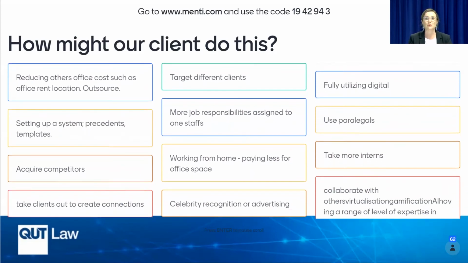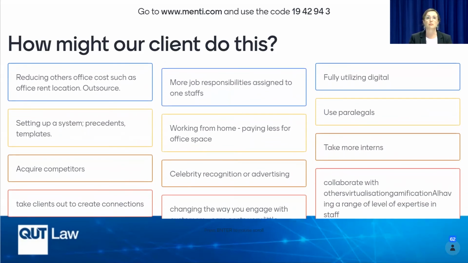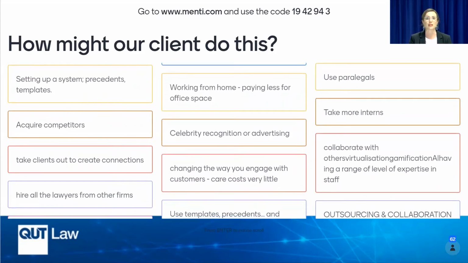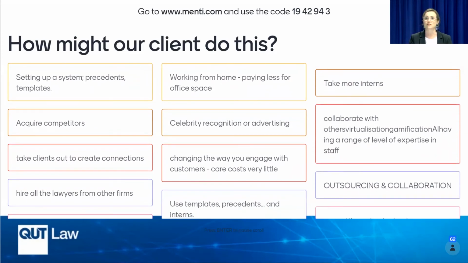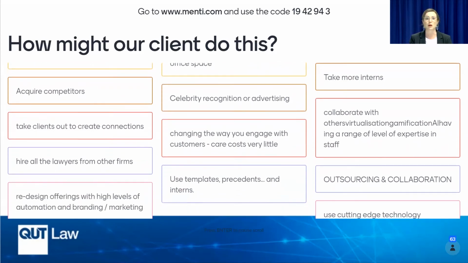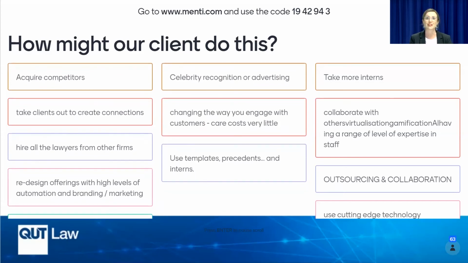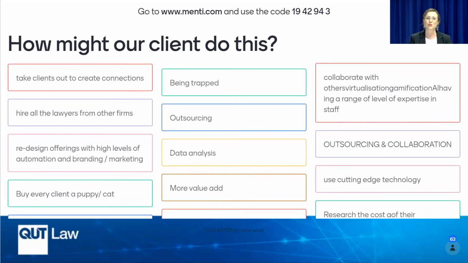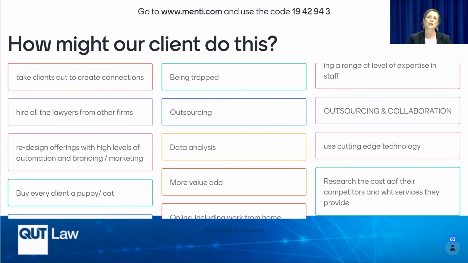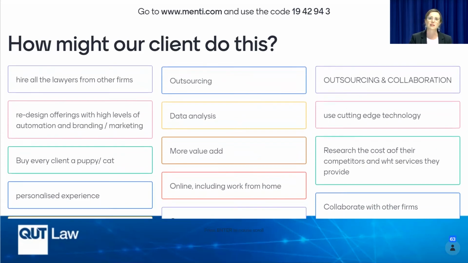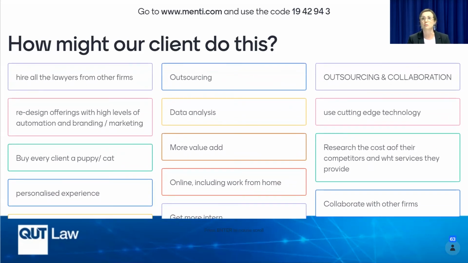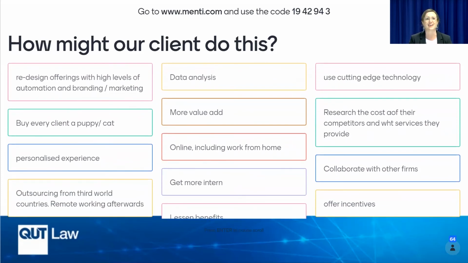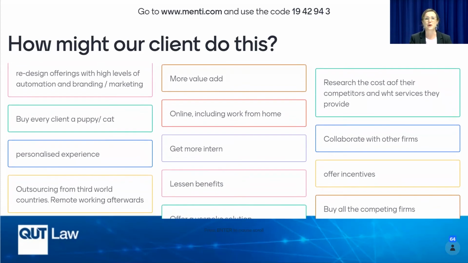So yeah, we've got all sorts of things coming up here. We've got paying less for office space because of the working from home. We've got changing the way we engage with customers. Care costs very little. Yet we're looking at time there, so it might be about freeing up more time. Celebrity recognition or advertising. This is really out of the box thinking, particularly in social media, for example. Are there ways that we can really explore different types of marketing to acquire clients in a cheaper way? Personalized experience. Buy every client a puppy or a cat. I love that. Creative thinking. Who knows? That one might be a winner.